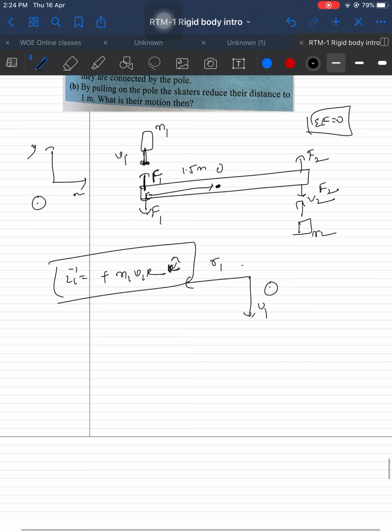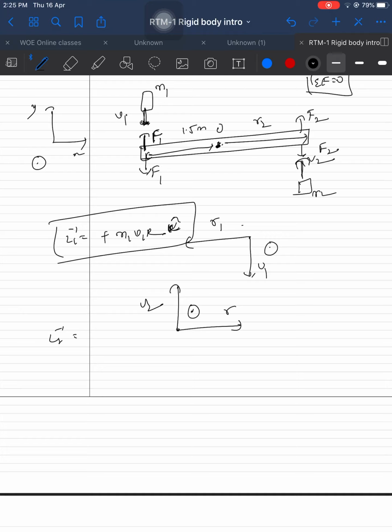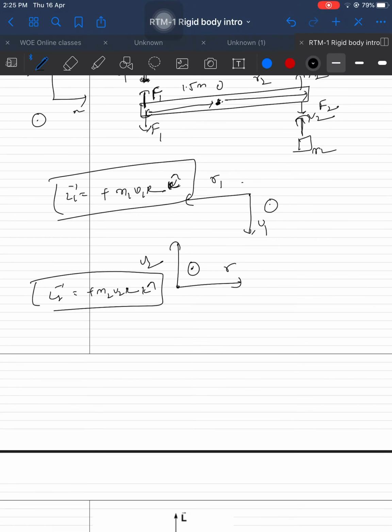So the second one. The position from here to there is r2. I am drawing r2 here, and the velocity is in the upward direction, v2. Get the momentum. Angular momentum is r bar cross v bar; with the thumb and fingers in the direction of r and v, it is showing upward. So L2 bar is in the same direction, plus m2 v2 r, k cap. Okay, now the total angular momentum.